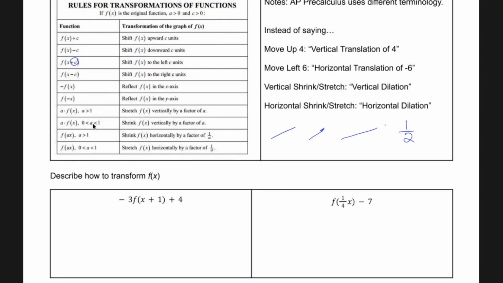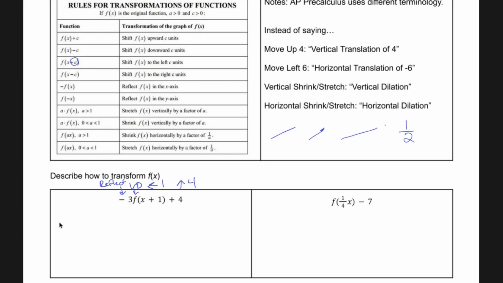All right. So 3 things are happening here. Okay. Describe how to transform f of x. What you're going to do is you're going to work within the innermost x first. You're going to do your movements first, then stretch, shrink, flip, whatever. 3 things are going to happen here. We're going to move left 1, up 4, and we're going to stretch vertically 3. So vertical stretch, or we'll do vertical dilation of 3, and then this gets reflected over the x-axis.